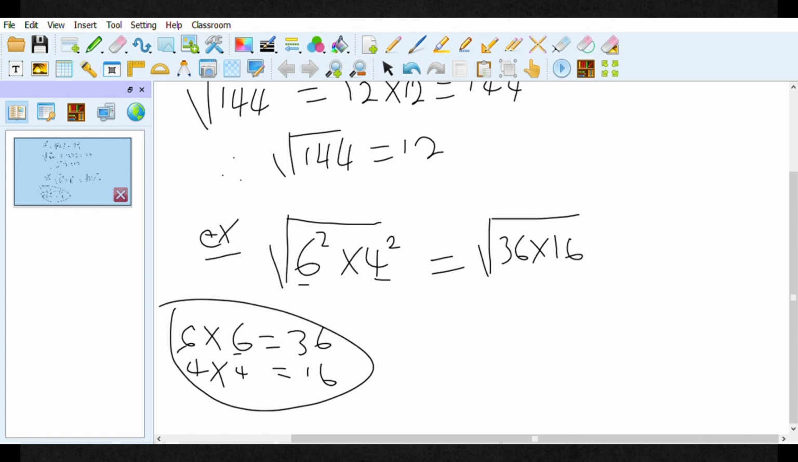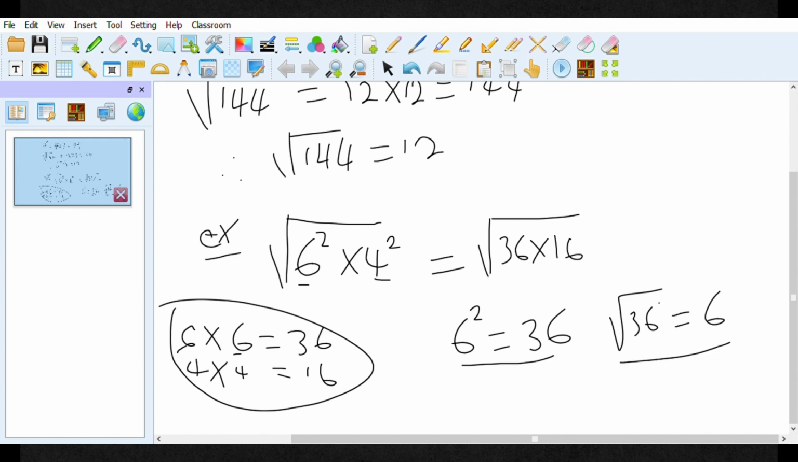If 6 times 6 gives us 36, that means that 6 squared is equal to 36. Now if we're going from right to left, this means that the root of 36 is equal to 6, and the reason is because it's the 6 squared that gave us 36. If 4 times 4 here gives us 16, it means that the square root of 16 is equal to 4, because 4 times 4 is 16. So let's go back to the question.